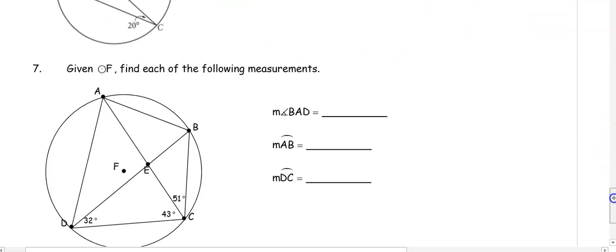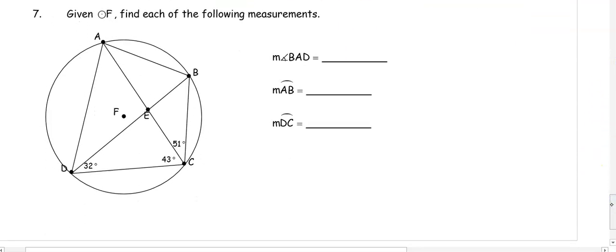So let's move down to our last question on the notes. So given circle F, find each of the measurements. So we know that this angle, 51 degrees, is intercepting this arc. So we know that that's going to be 102 degrees, which is arc AB. That was one thing we had to find. We also need to find the measure of arc DC.